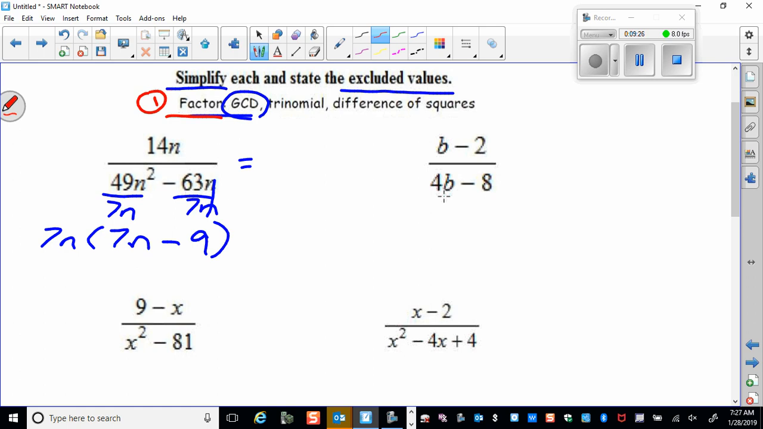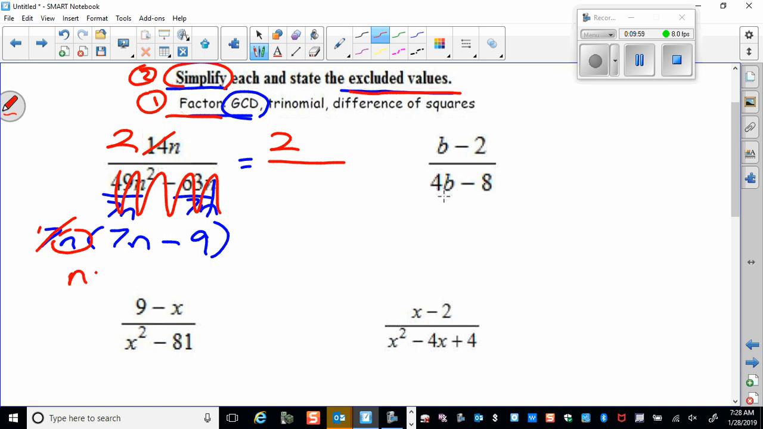All right, and then what you're going to do now, I can go ahead and reduce everything. So I've got 14 and 7, so 14 divided by 7 is 2, and 7 divided by 7 is 1. So what I've got over here is 2 for the numbers. And since I factored this bit, I'm only looking at this as my denominator. So now I have an n all by itself. That means one of my excluded values is n cannot equal 0, because that would mean I would be dividing by 0 here. So n cannot equal 0.